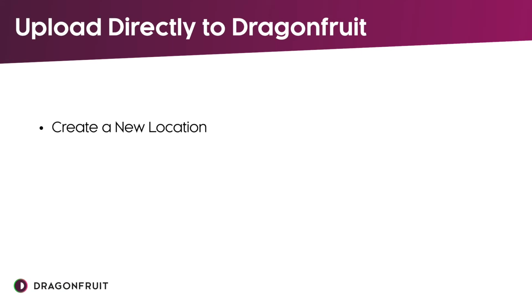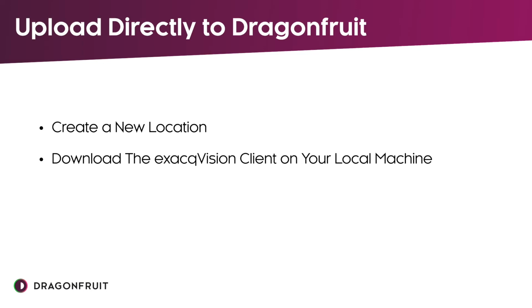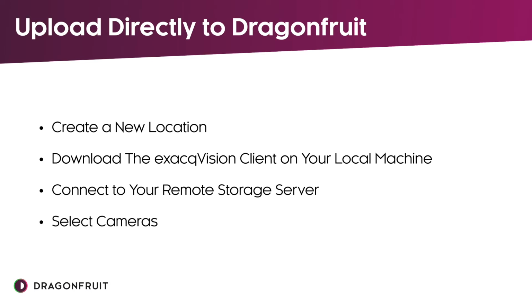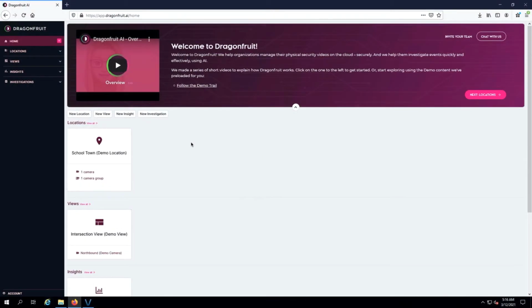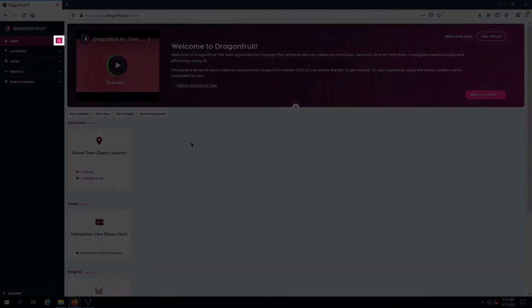First, create a new location. Next, download the exacqVision client on your local machine. From there, connect Dragonfruit to your remote storage server, and finally, select the cameras whose feeds you would like uploaded to the Dragonfruit cloud.